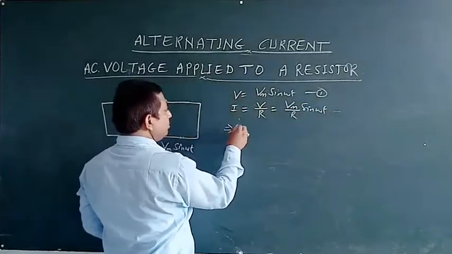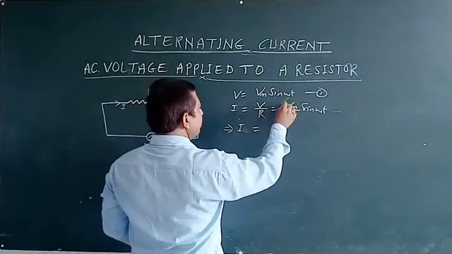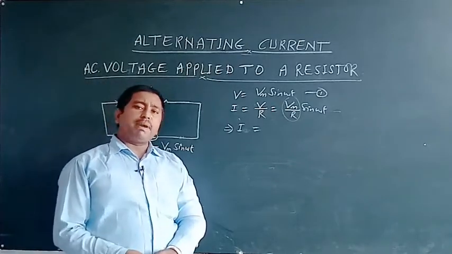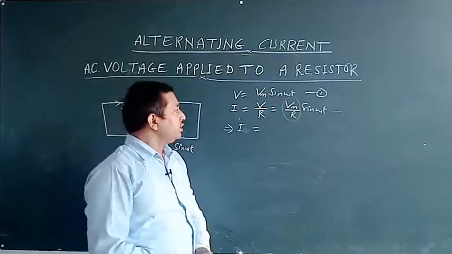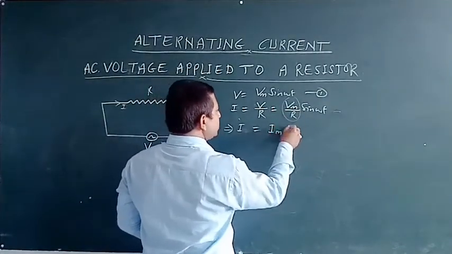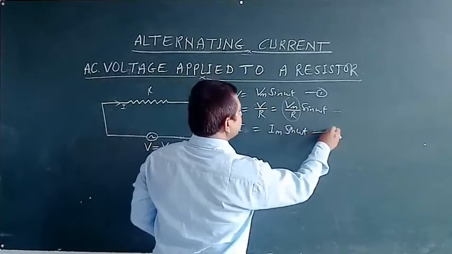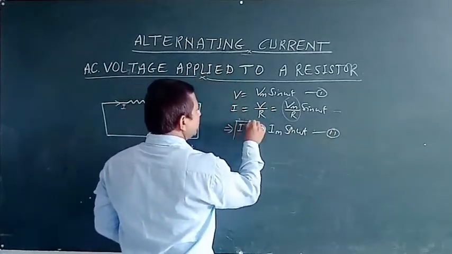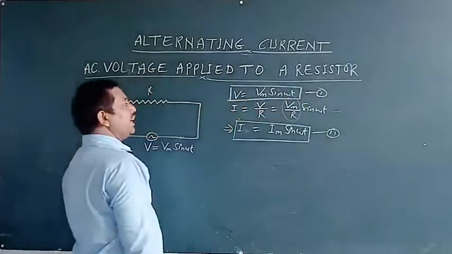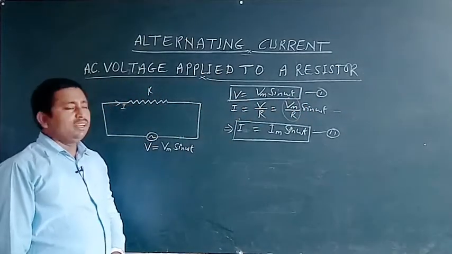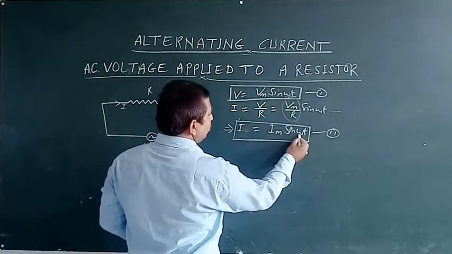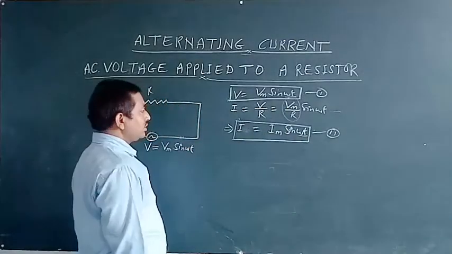If we write Vm by R as Im, as we know that when the potential is maximum, the current through the resistor is also maximum, then this becomes I equal to Im sine omega t. This is equation number 2. From the first equation and the second equation, we see that the voltage and current are both in the same phase. It means the argument of the sine omega t in the voltage is the same as the argument of the sine omega t in the current equation.